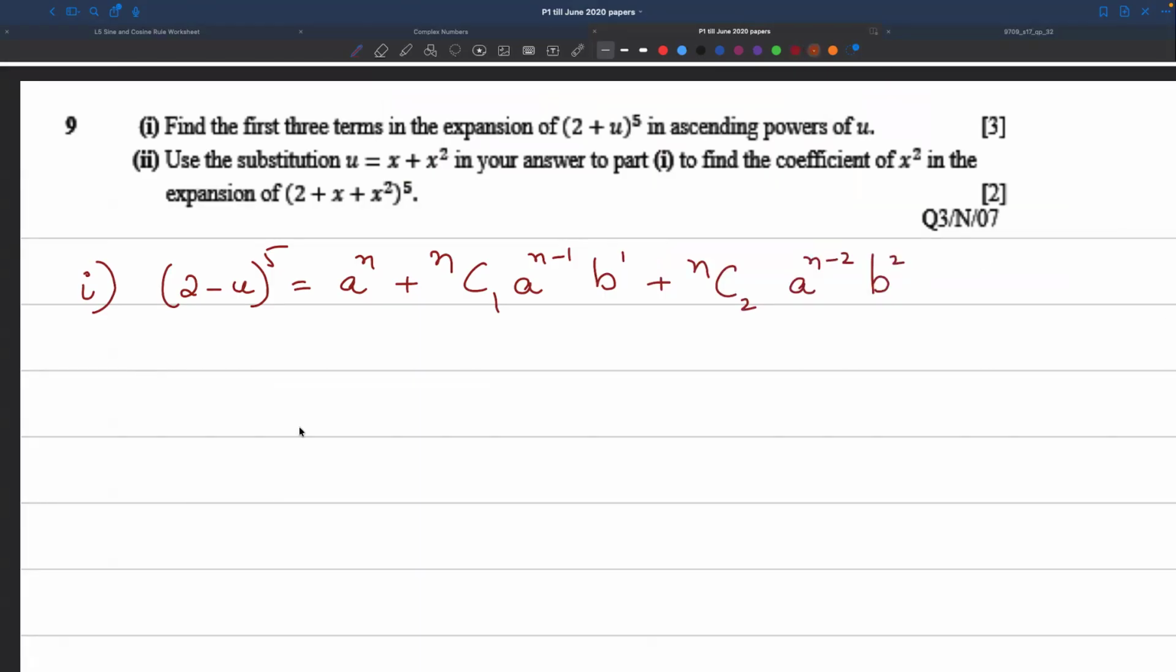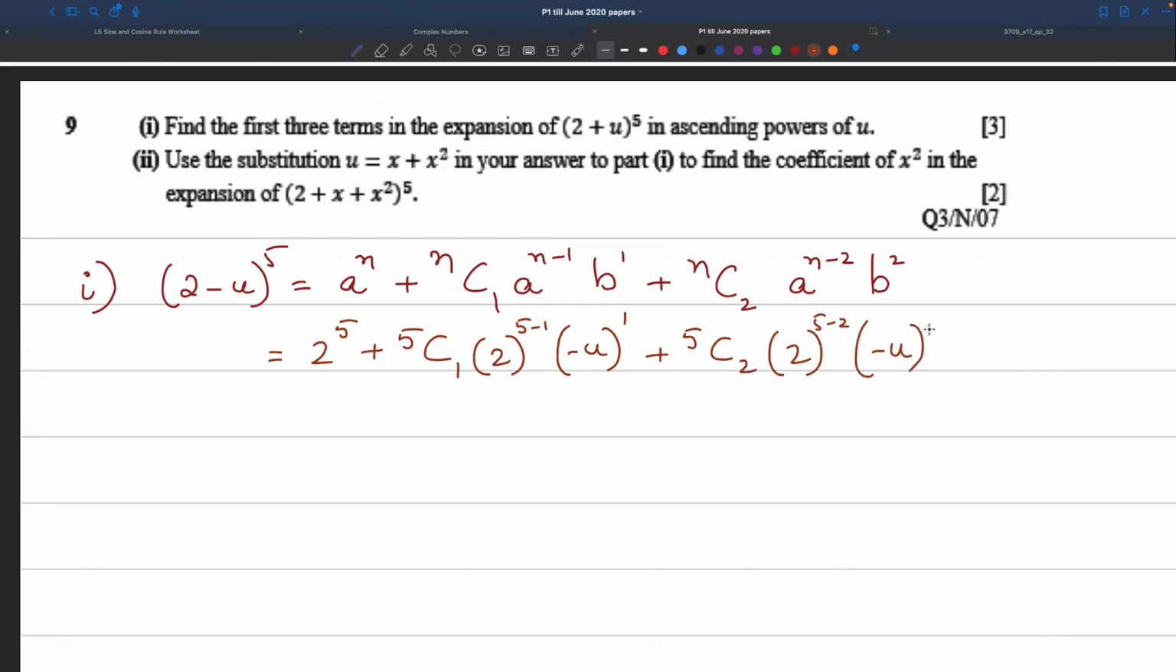They're just asking you for the first three terms. So I will write it as 2 to the power of 5 plus 5c1, a is 2 to the power of 5 minus 1, b is minus u to the power of 1, plus 5c2, a is 2 to the power of 5 minus 2, b is minus u to the power of 2. 2 power 5 is 32, I think.